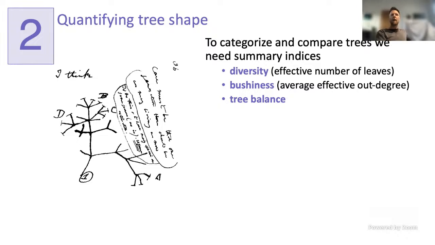The first one is measures of diversity. So effectively, how many leaves or tips does your tree have? The second one is some sense of bushiness. So what is the average out degree in some sense of the tree? Is the tree simply bifurcating, where every node has exactly two daughters, apart from the tips, or is there a greater degree of branching than that? And the third one is tree balance, which basically means that when there is a branching event, how evenly sized are the subtrees that come from that branching.